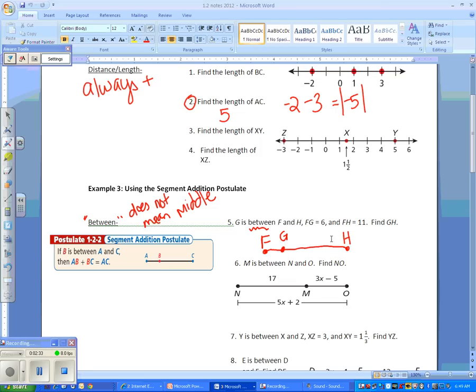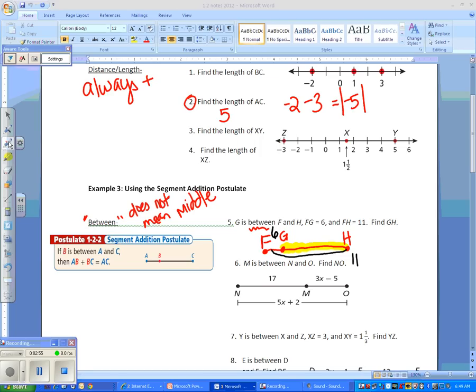Cool, so now we have our line segment. Then we're going to fill in all the numbers. It says line segment FG is 6 units long. And it says that FH is 11 units long. Well, that's this whole segment right here. And then they want us to find the missing piece, GH. So they want us to figure out how long this segment is.